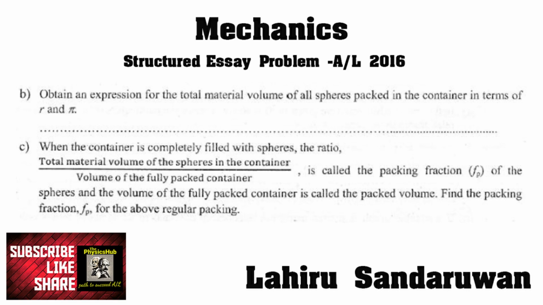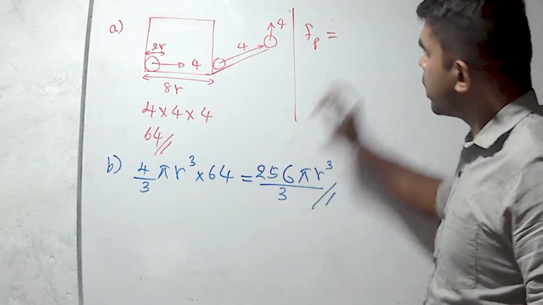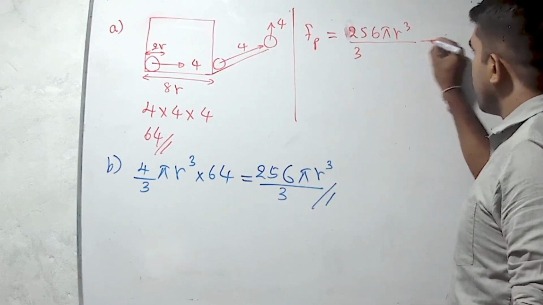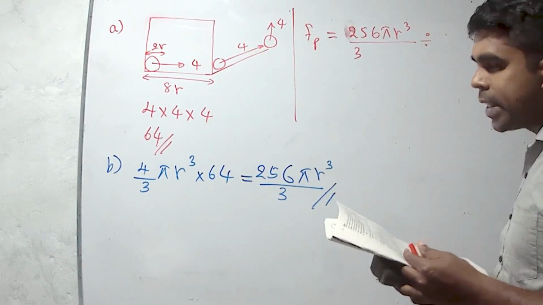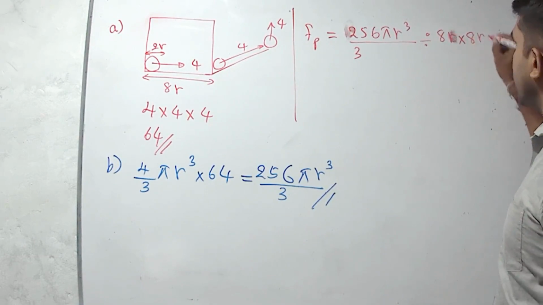In part C, when the container is completely filled with spheres, the ratio of the total material volume of spheres in the container divided by the volume of the fully packed container is called the packing fraction Fp of the spheres, and the volume of the fully packed container is called packed volume. Find the packing fraction Fp for the above regular packing. Packing fraction means total volume of spheres, 256 pi r cube divided by 3, divided by the volume of the fully packed container. It means volume of container, length into breadth into height, 8r into 8r into 8r.